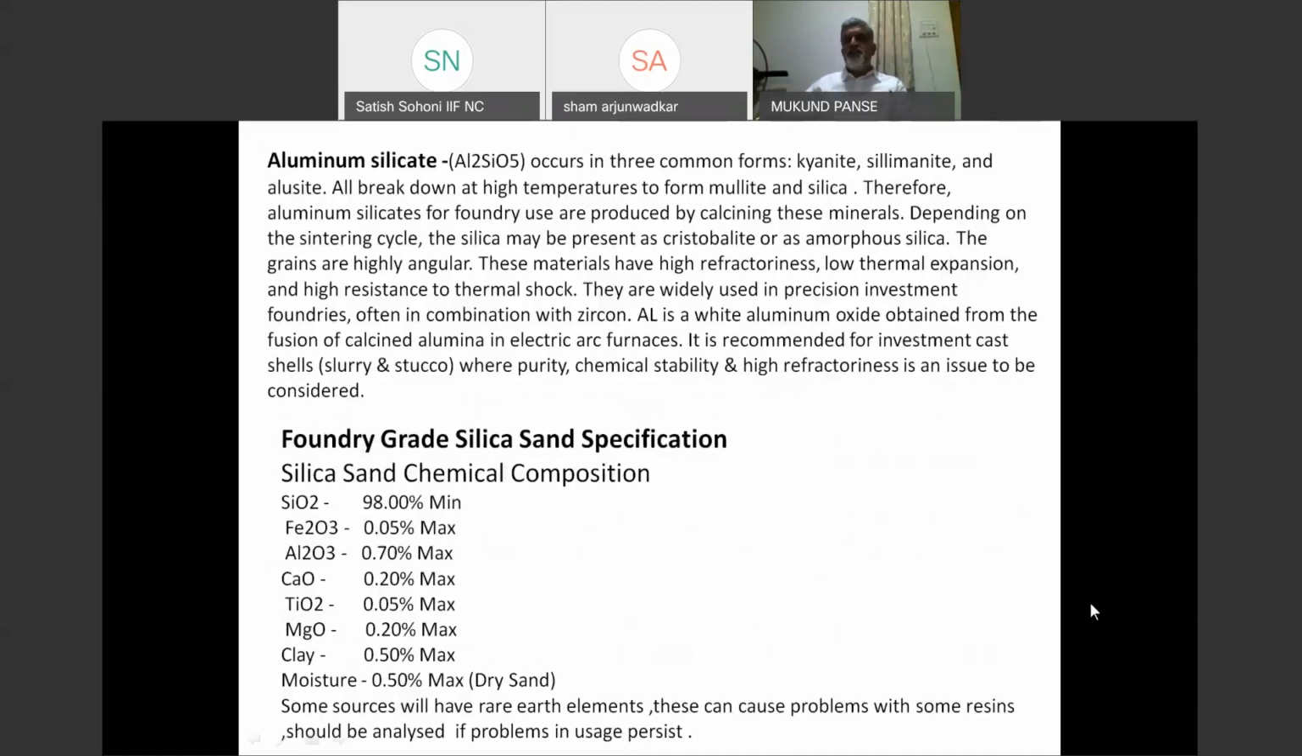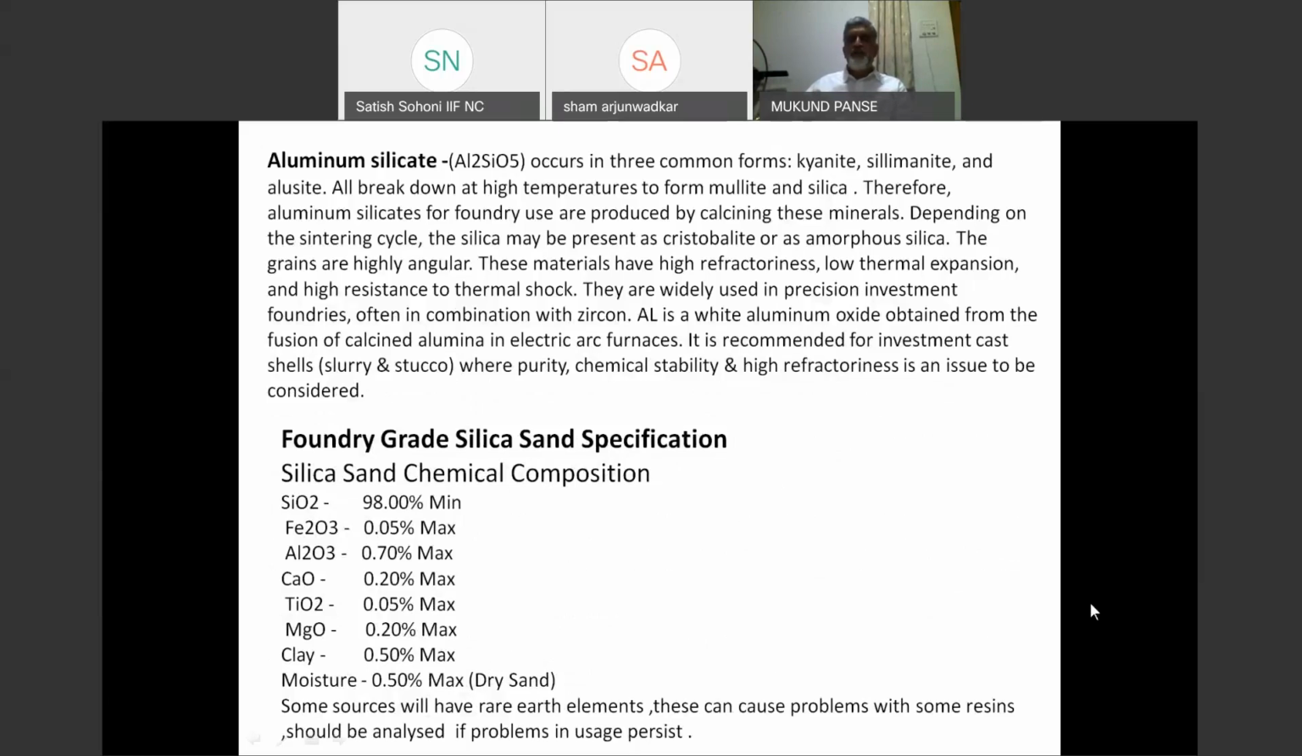Aluminium silicate. This is a neutral sand. This has all the good qualities. You get rounded grains, and you can get the distribution you want. However, it is fused and used. It is much costlier. In normal molding processes, it is normally not used. You can't afford it. However, it is used in making certain investment casting slurries along with zircon.